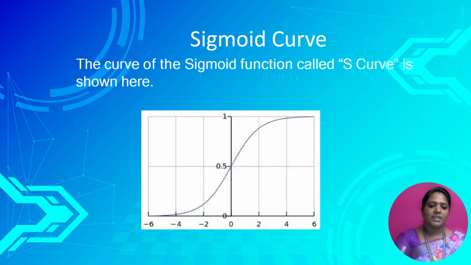So this diagram represents the sigmoid function. The curve of the sigmoid function is called the S curve. It is shown here, and it can be represented with values from 0 to 1. So the sigmoid function is called the S curve.